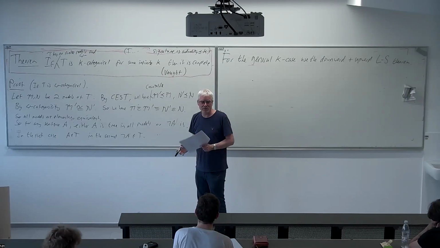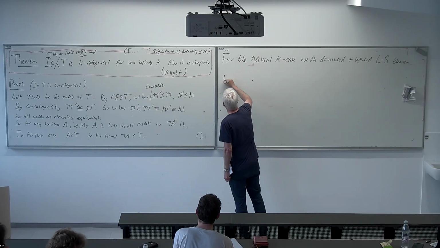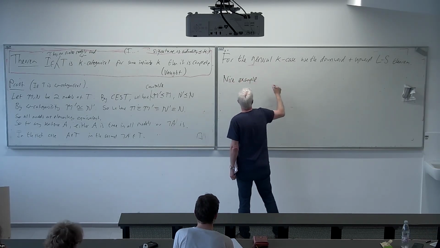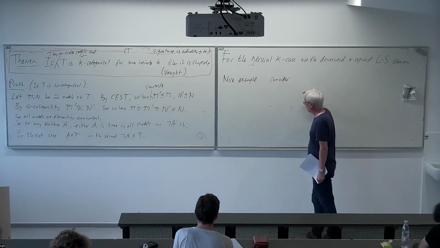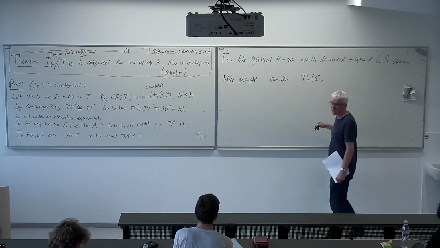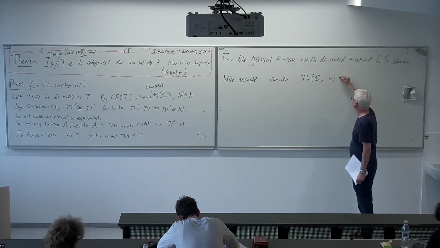Okay, so a really nice example is to consider the theory over the complex numbers, over our favorite signature, so the signature of a ring.